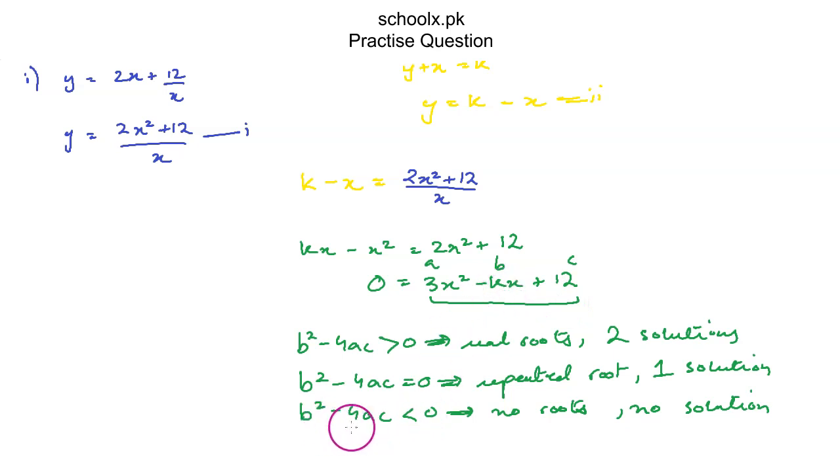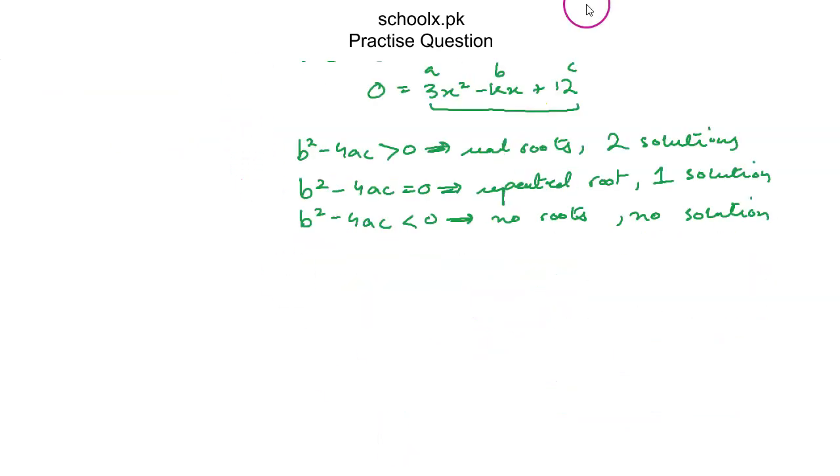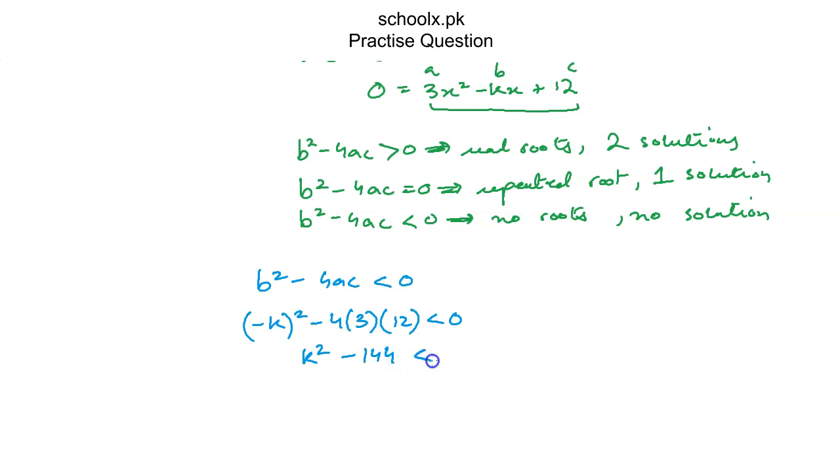So we'll do b squared minus 4ac less than 0, because we want to find the set of values of k for which the curve does not intersect the line, or for which this equation is not solvable. Carrying on, we get b squared minus 4ac less than 0. So b is negative k, negative 4, 3, 12 less than 0, k squared minus 144 less than 0, k squared less than 144.